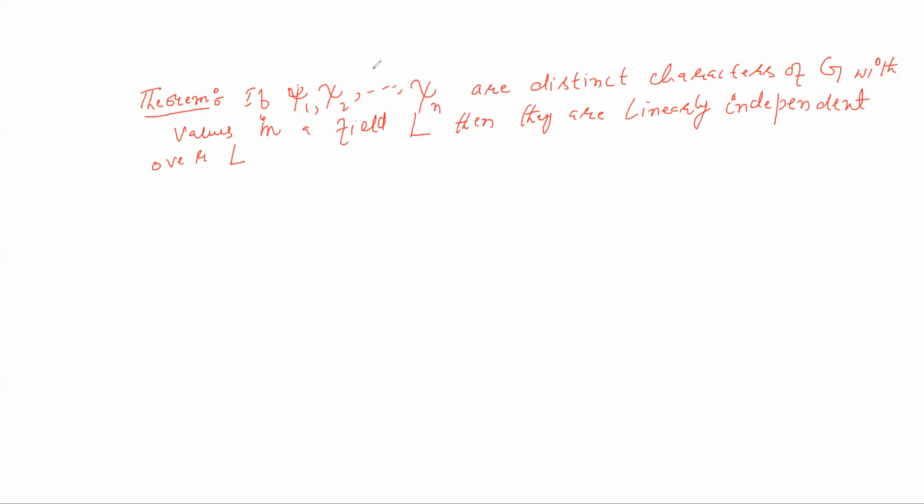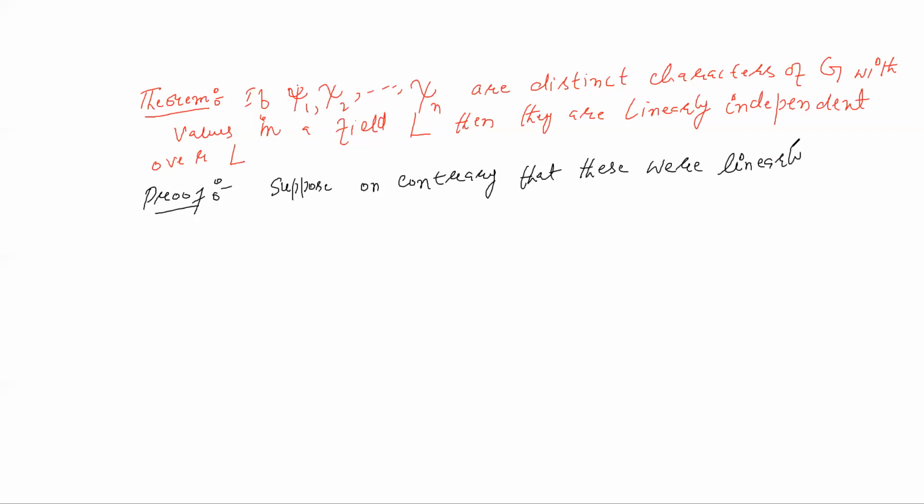So let us see the proof. It is just a straightforward proof. Suppose on the contrary that these were linearly dependent.